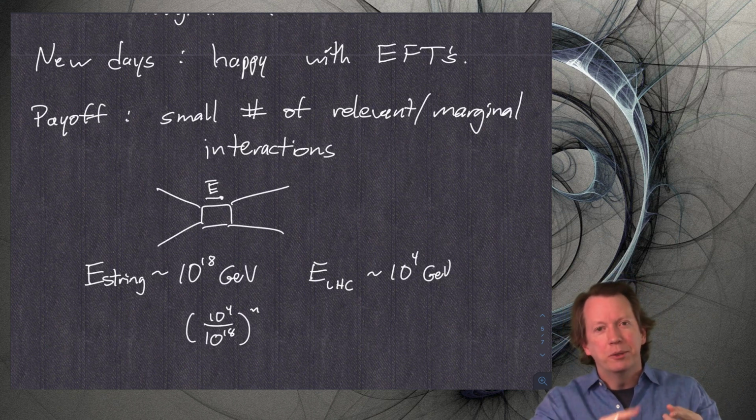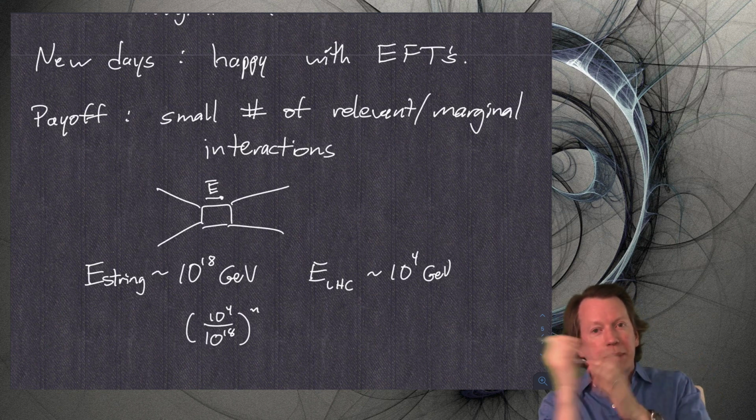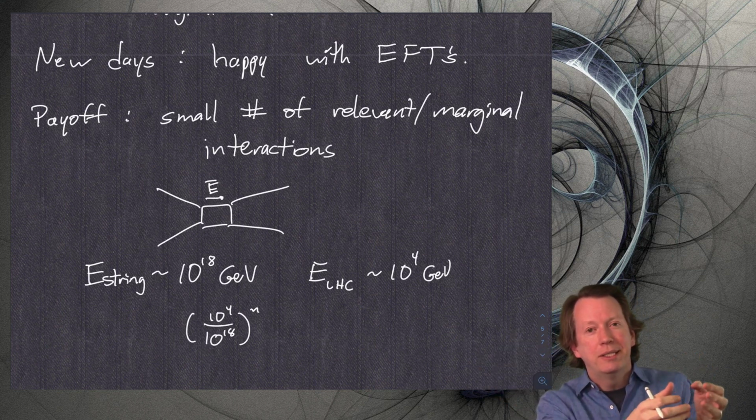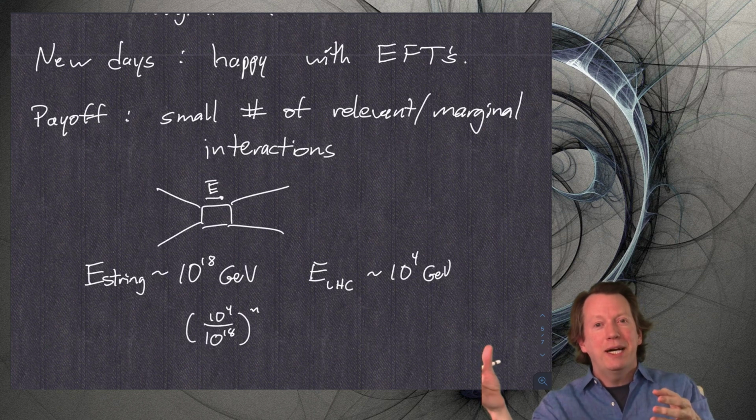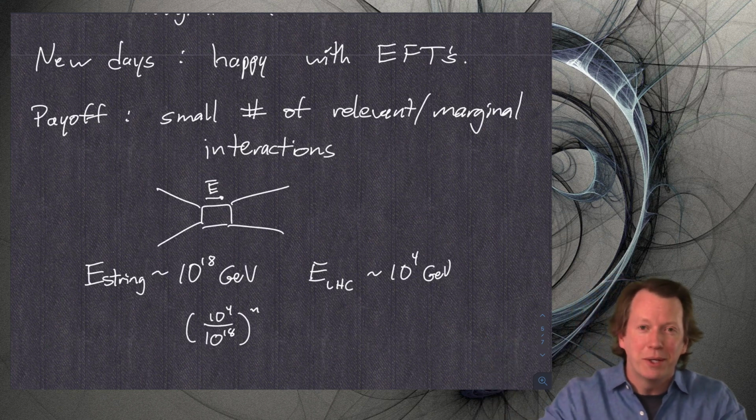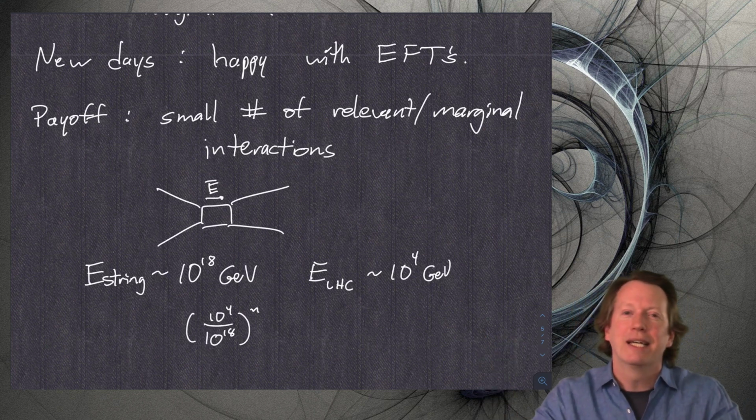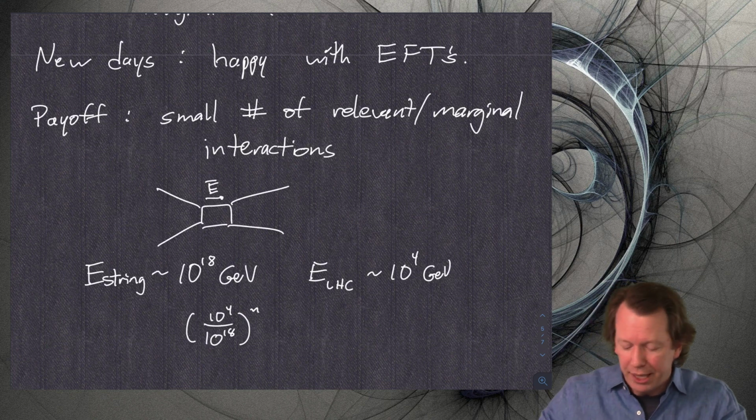So that's the good news and bad news. Good news is you can do all this physics without knowing the ultraviolet. Bad news is you can do all this physics without knowing the ultraviolet, without learning anything about what's going on at very, very small scales.